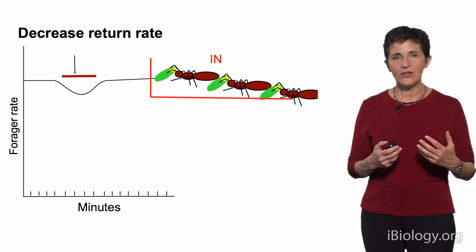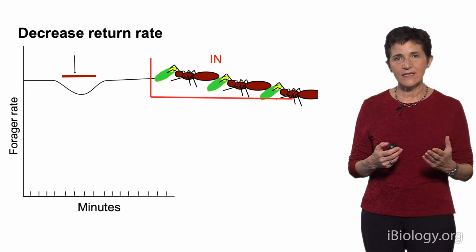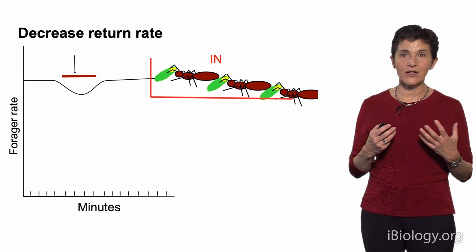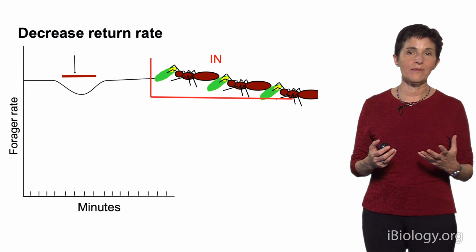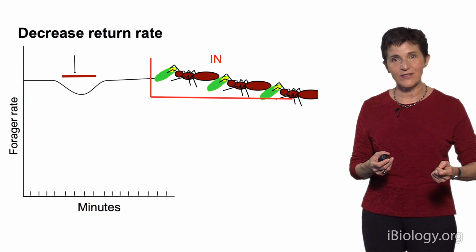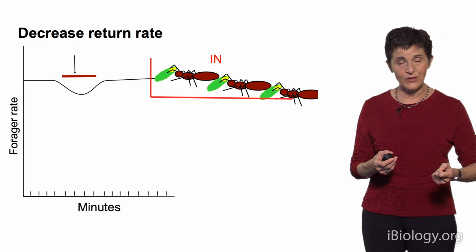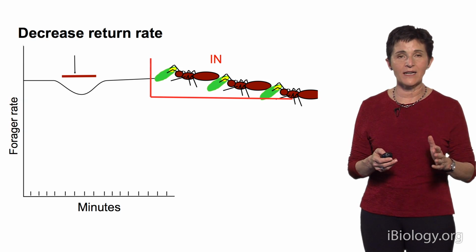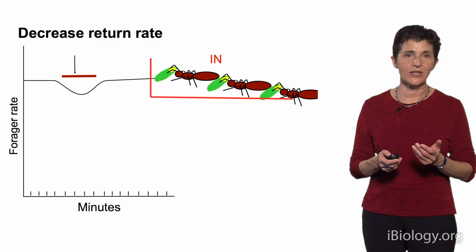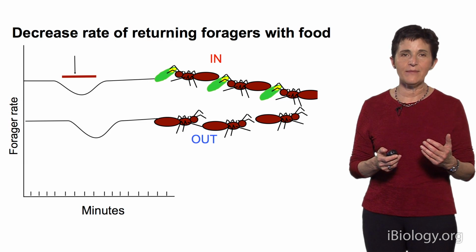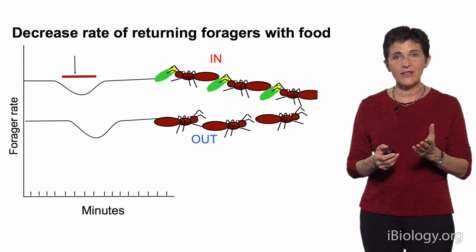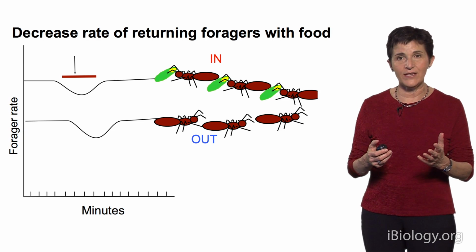So this shows forager rate in minutes, and we take away the returning foragers by using our most important piece of field equipment, the plastic box. So we're out there picking up the ants as they're coming back to the nest with food, with seeds. We put them in the box, and that causes a temporary decrease in the rate at which foragers are returning. And at the same time, we then see, after a lag, which is interesting, a decrease in the rate at which foragers leave the nest.